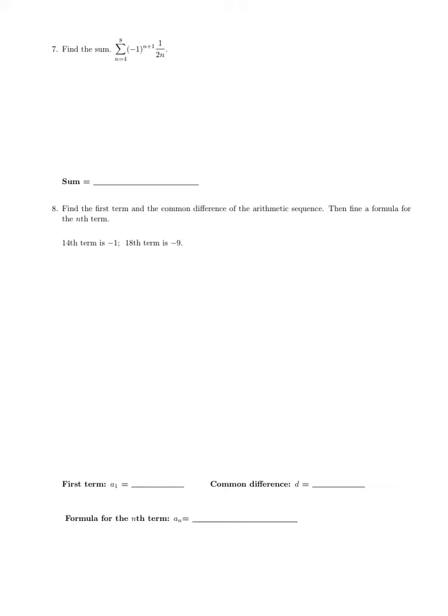Okay, number 7, find the sum. Sum n starting from 4 to 8 of negative 1 to the n plus 1 times 1 over 2n. Now to me, the easiest way to do is just expand it out. When n is going to start from 4, so let me see. When n equals 4, just plug it in.